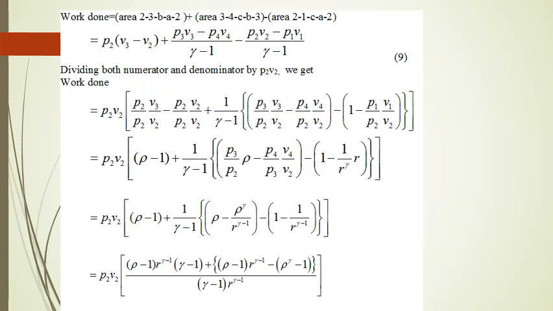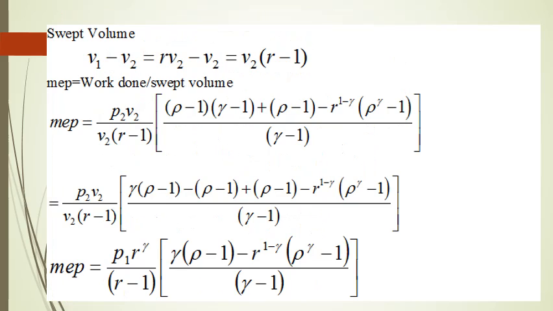So now a similar type of exercise we are going to do. We divide both numerator and denominator by P2 V2 and we try to get this expression in terms of P1, R, rho and gamma. Swept volume we have expressed in a similar way as we did earlier in the case of Otto cycle, and finally we get the expression for MEP in terms of P1, R, gamma and rho.